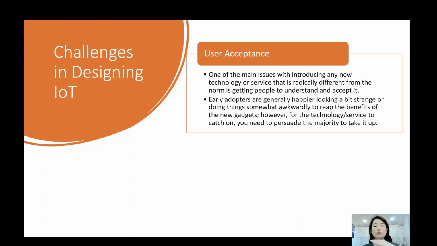The next challenge will be user acceptance. This is one of the main issues when we introduce a new technology or new service. There will always be an issue that we need to get people to understand and accept this technology, as we are collecting data every moment. So people might be worried about their own privacy. Early adopters are generally happier looking a bit strange or doing things somewhat awkwardly to reap the benefits of the new gadget. So we need this group of so-called pioneers to test out this new technology.